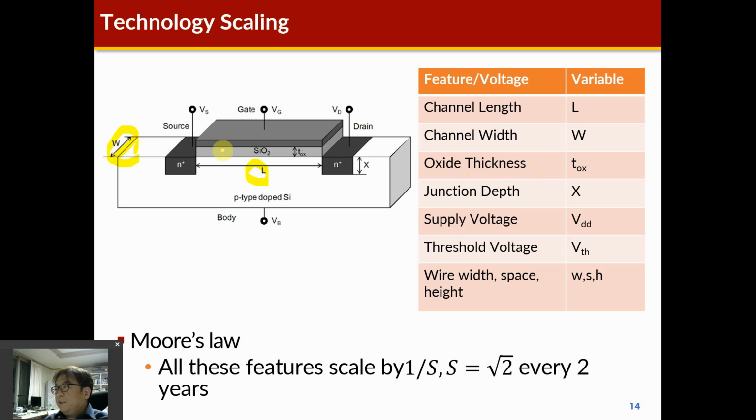The oxide thickness, SiO2, silicon dioxide, is the insulator between the gate and the body. So TOX is the oxide thickness, and then junction depth is here, supply voltage is VDD, and VTH is the threshold voltage. This gate is connected to the poly of the MOS transistor, and then we connect the metal wire to the source and drain.